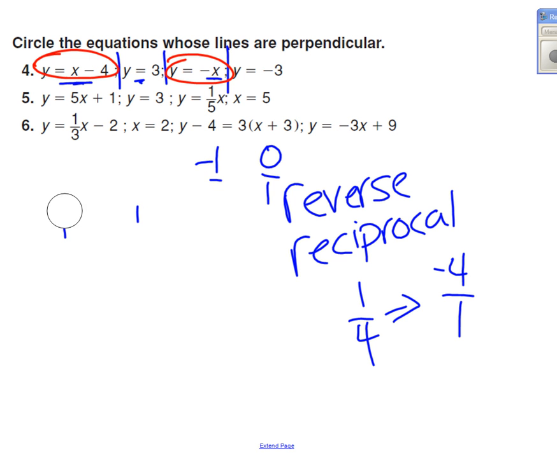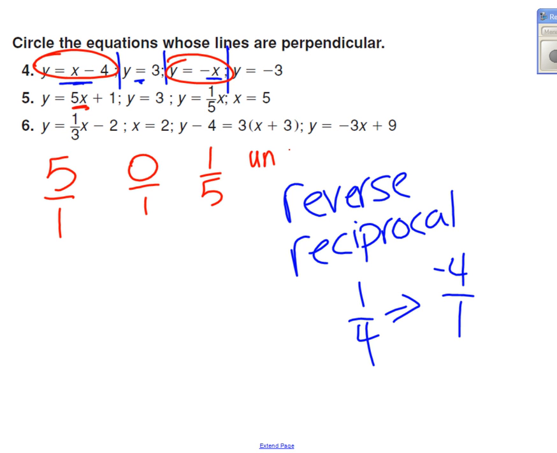Okay. Number 5. If you look at our slopes, what's the slope of the first one? 5. So the slope would just be 5. What's the slope of the second one? No, 0. It's 0 over 1. Slope of 1/5. And if x is 5, remember that makes a vertical line, right? Which means what's the slope of a vertical line? Undefined. Alright, so there's our slopes.